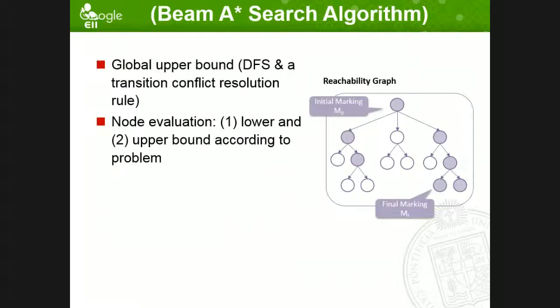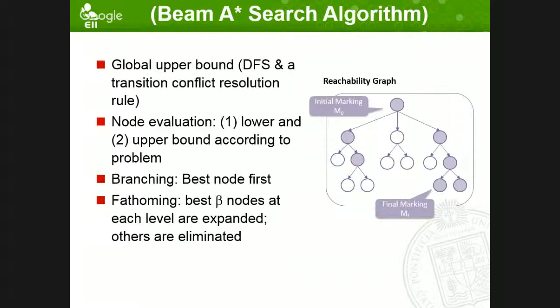For each node, we have 2 evaluation functions. One is the lower bound, which, as I said, is difficult to calculate, and the other is an upper bound. In the case of ties, say 2 nodes have the same lower bound, we find an upper bound, which is a much more precise estimate of the cost, and that breaks the tie. The branching is typically best node first. In later versions, I also select nodes according to the level in which each node is located. And we trim, we fathom; basically we keep the best beta nodes at each level of the graph. Other nodes are permanently eliminated.